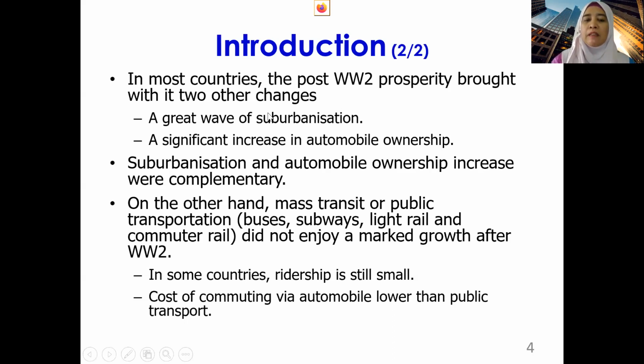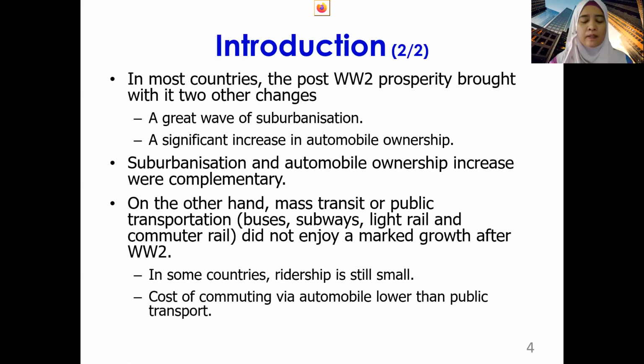Because when people live outside the city, which leads to suburbanization, when businesses move from the CBD to the suburbs, they require car ownership. So automobile ownership will increase. Most probably the public transport couldn't catch up with the suburbanization rate. So that's why people rely more on automobiles rather than public transport or mass transit. On the other hand, mass transit or public transportation, which includes buses, subways, light rail and commuter rail, did not enjoy a market growth after World War II. Not like automobiles. When automobile ownership increased, the mass transit decreased. So that's a general trend.